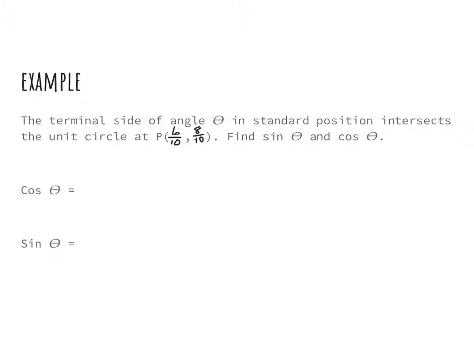The last thing I want to show you is one that looks like this. It's a little bit different. We've got the point 6/10, 8/10. So cosine, just like always, we take the x-coordinate, 6/10. The only thing we have to watch out for is that we can simplify 6/10. That'll become 3/5, so the cosine is really 3/5.